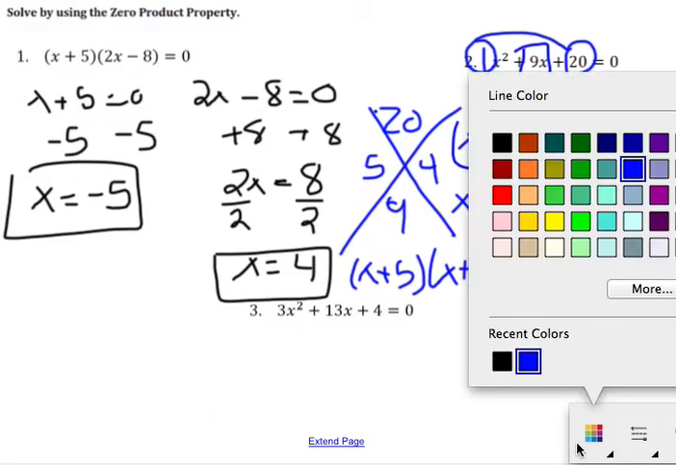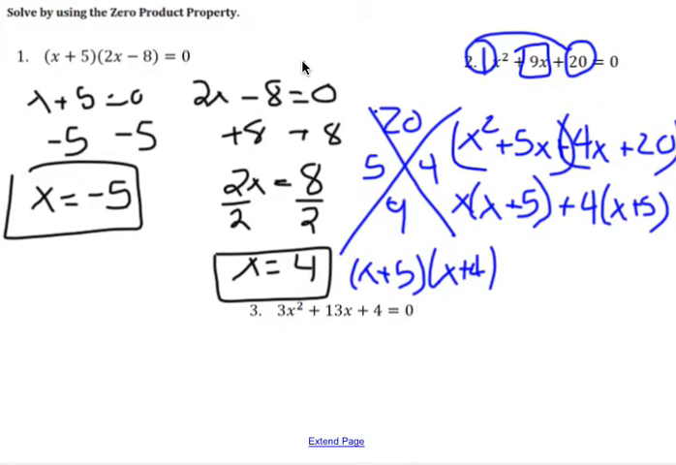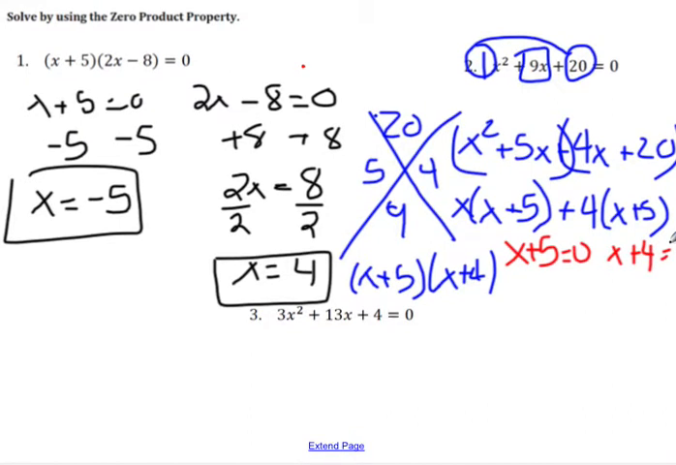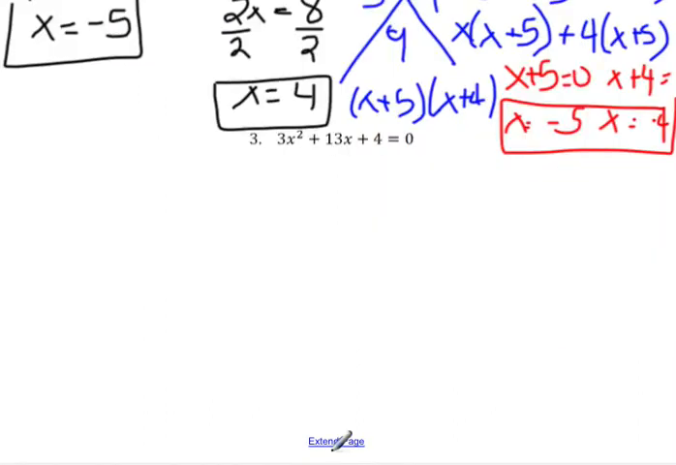Now, I notice that my original quadratic was set equal to 0. So that means that x plus 5 needs to be set equal to 0, and x plus 4 is equal to 0. Whenever there's an equal sign, that means I need to put a final answer. So here I get that x is equal to negative 5, and here I get that x is equal to negative 4 when you solve each of those equations for x. Let's take a look at number 3.